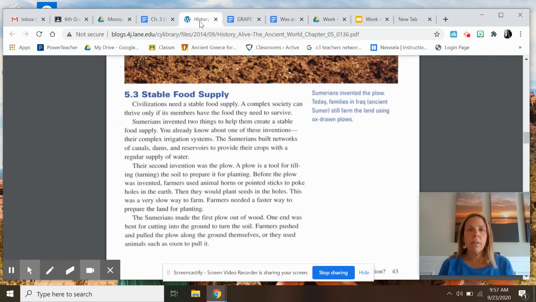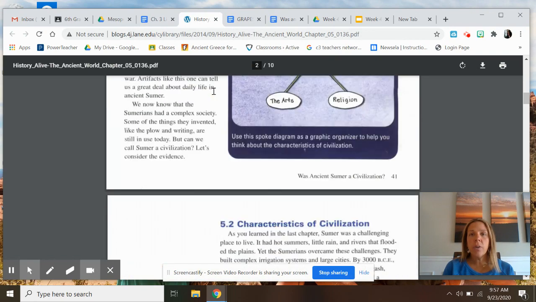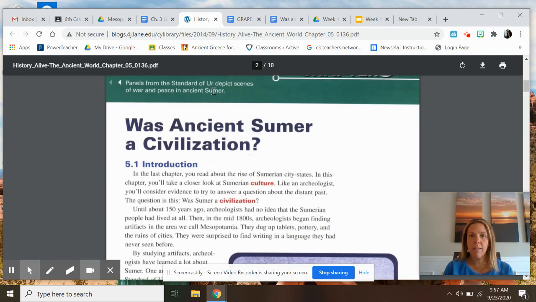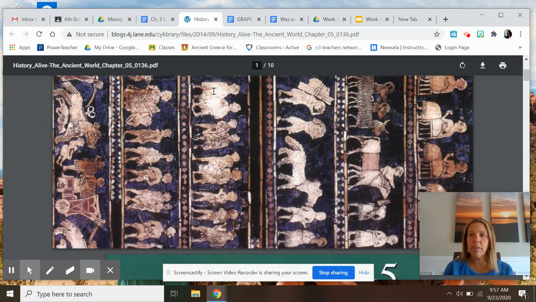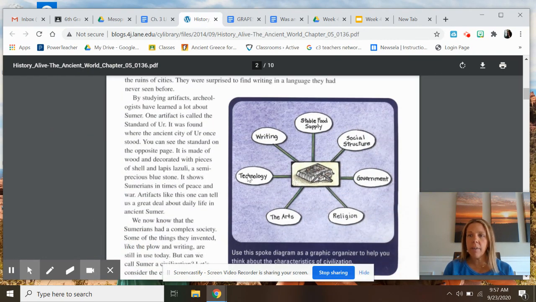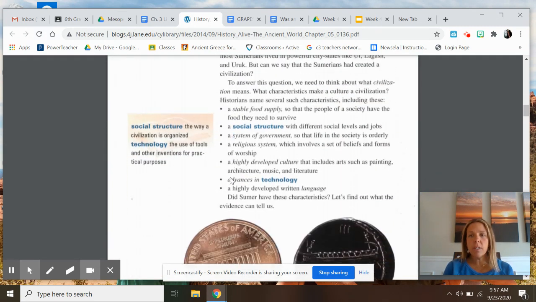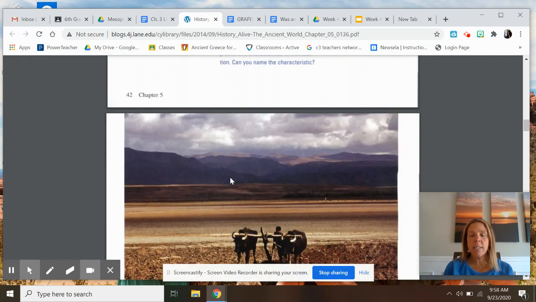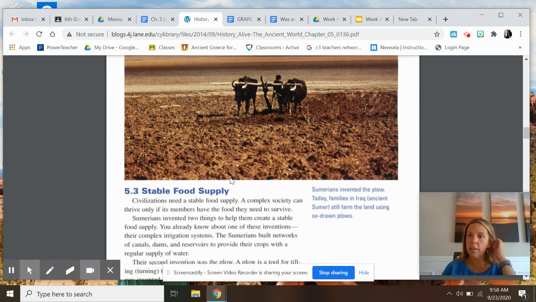Good morning, everyone. Last week, you started taking notes on "Was Sumer a civilization?" using the GRAPES organizer. So you went through this information here where you read the introduction, you looked at the standard, and then took a look at these different aspects of civilization. And then the direction was to go through and take notes on the GRAPES organizer for each section.